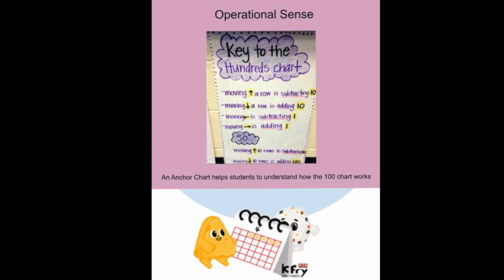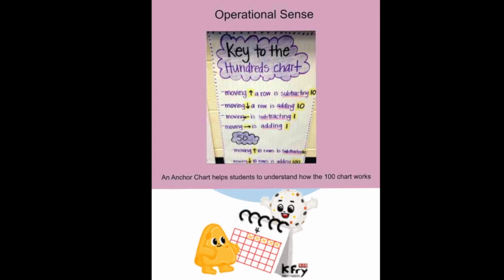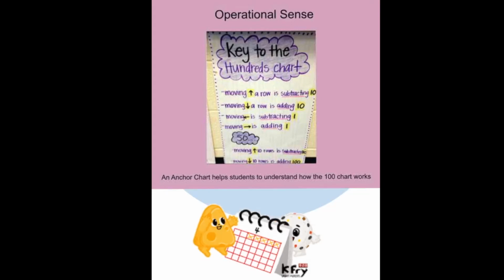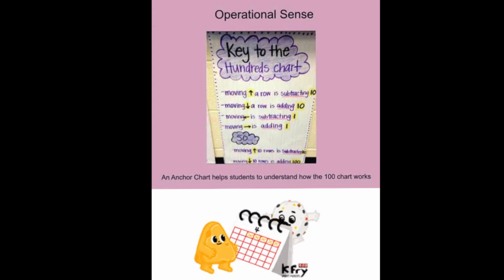Students need to know that moving to the right is adding 1. Moving to the left is subtracting 1. Moving down 1 row is adding 10. And then moving up 1 row is subtracting 10.